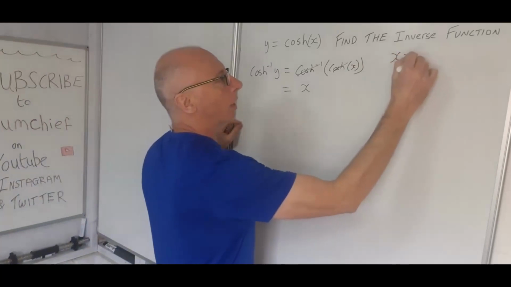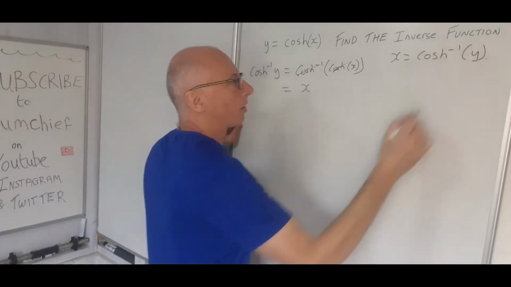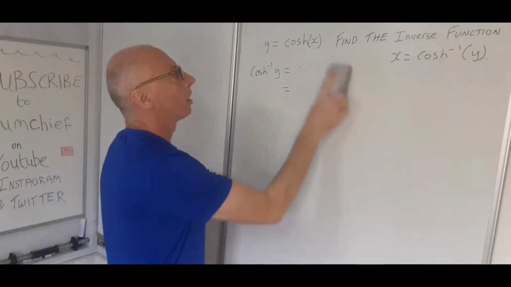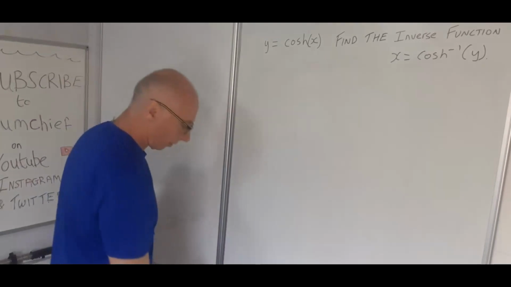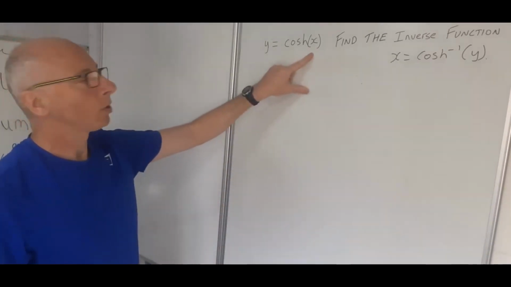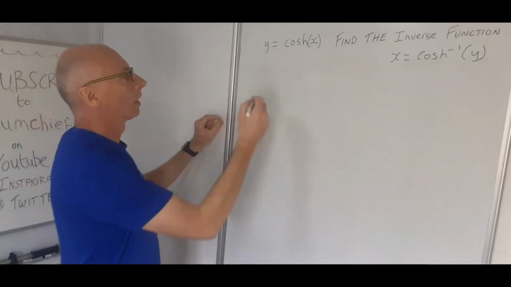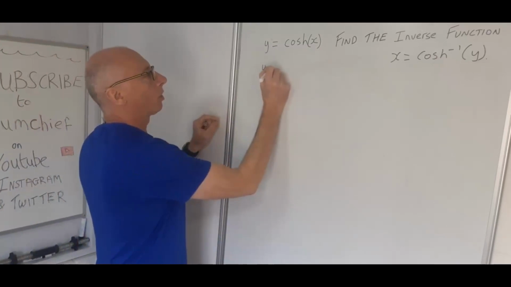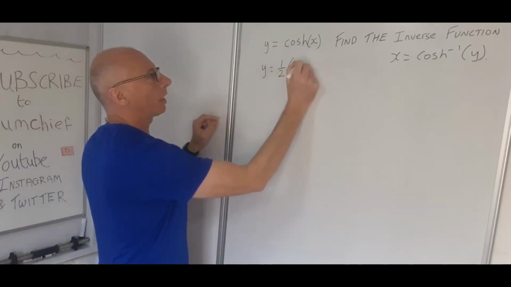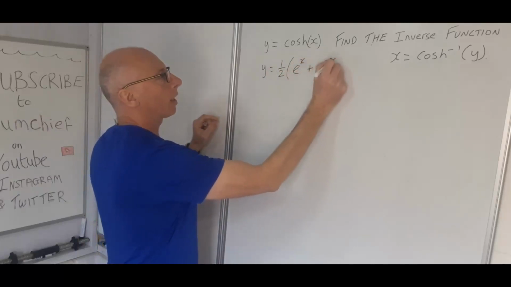So I'll just write this up here. That would be an inverse formula, and that involves a trigonometric function. So how are we going to do that without a trig function? Well, what we can do is substitute the exponential identity for cosh. Instead of cosh of x, we write in exponential form e to the x plus e to the minus x.